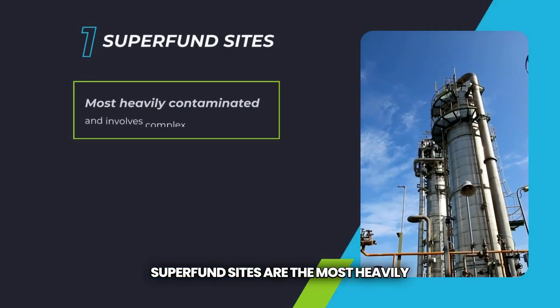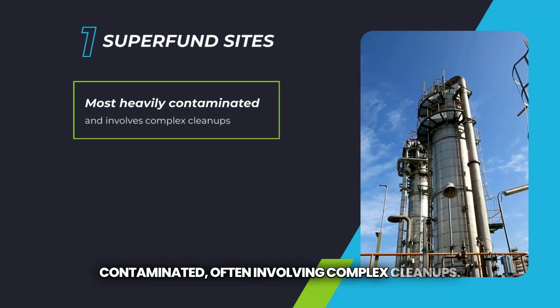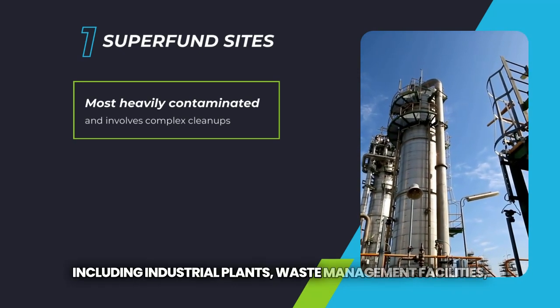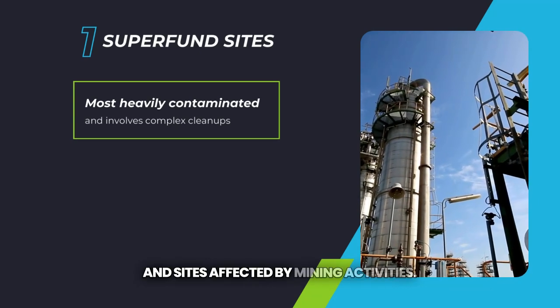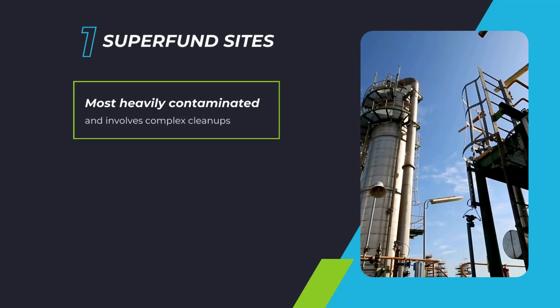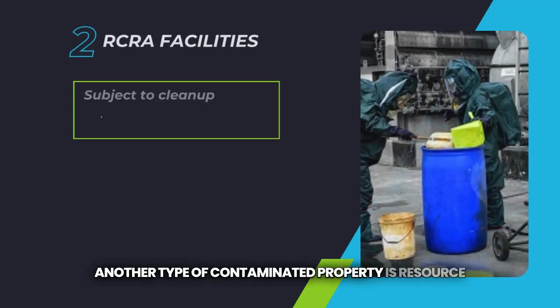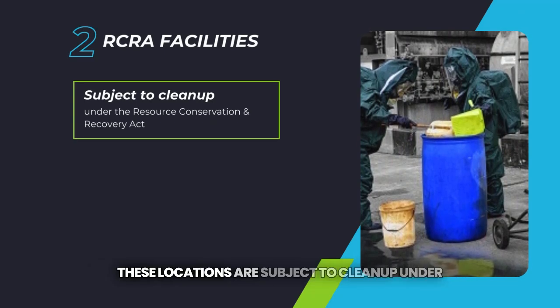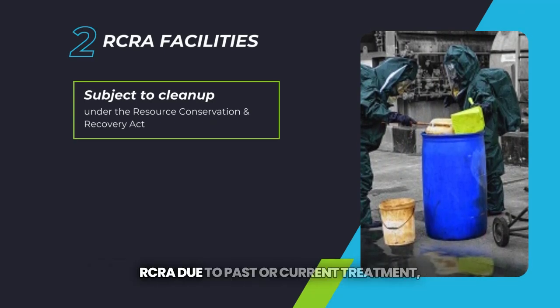Superfund sites are the most heavily contaminated, often involving complex cleanups. They encompass a variety of areas, including industrial plants, waste management facilities, and sites affected by mining activities. Another type of contaminated property is Resource Conservation and Recovery Act cleanup facilities. These locations are subject to cleanup under RCRA due to past or current treatment, storage, or disposal of hazardous wastes and have historical releases of contamination.